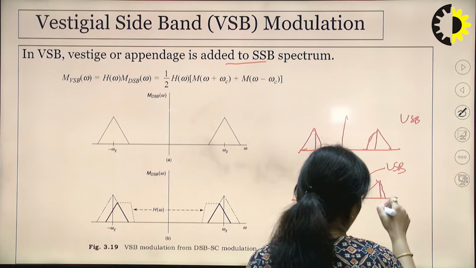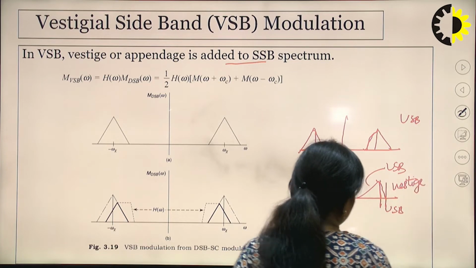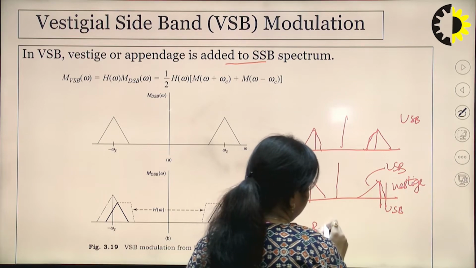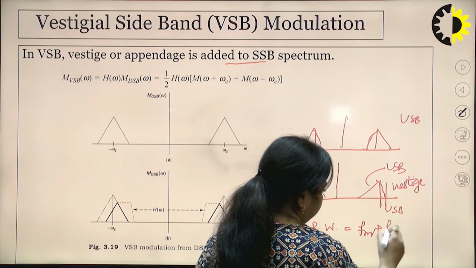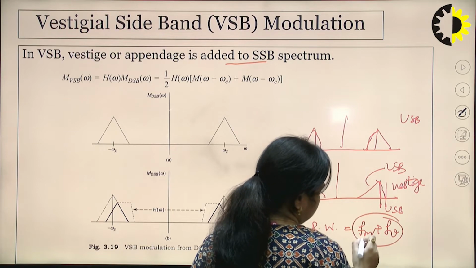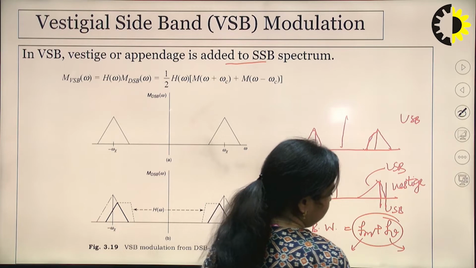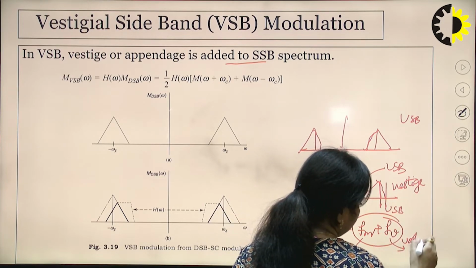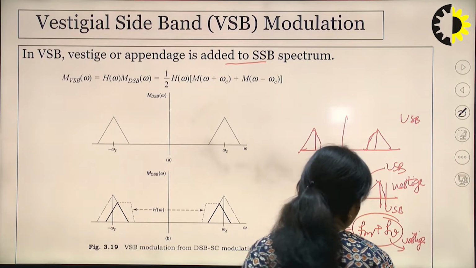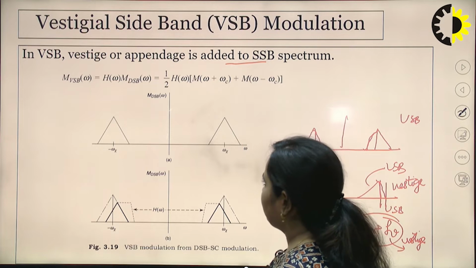So that small portion is known as vestige, and the bandwidth for the VSB signal is fm plus fv, where fm is the frequency of the message signal and fv is the frequency of the small portion that is known as vestige. So in VSB, vestige is added. So what will be the equation?